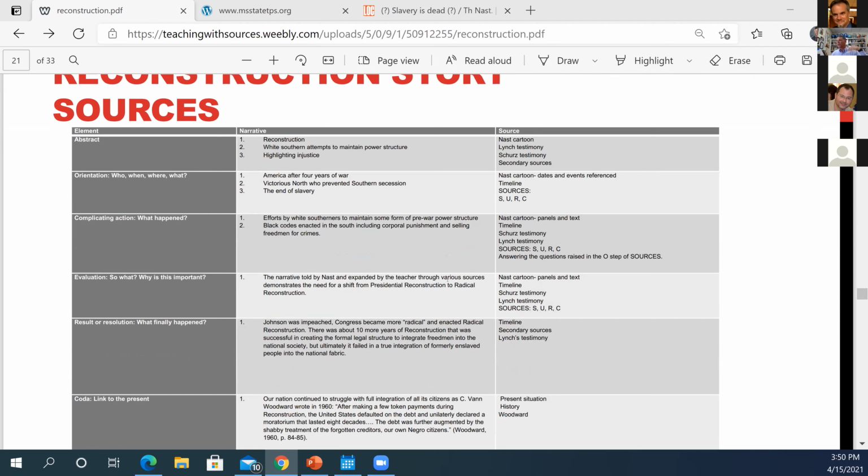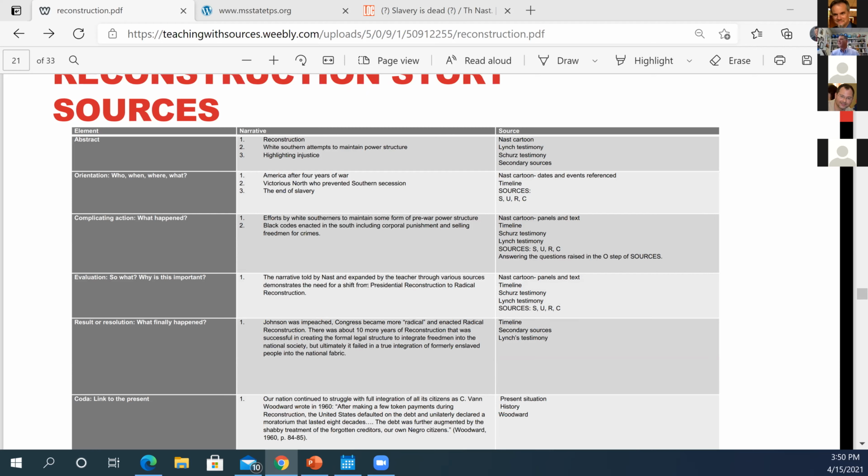And then orientation: it's after four years of war. A victorious North has prevented Southern secession, and slavery has ended. Complicating action, what happens? Efforts by white Southerners to maintain some form of pre-war power structure. We saw that in the image and with our eyewitnesses. The Black codes were enacted in the South, including corporal punishment and selling of freedmen.